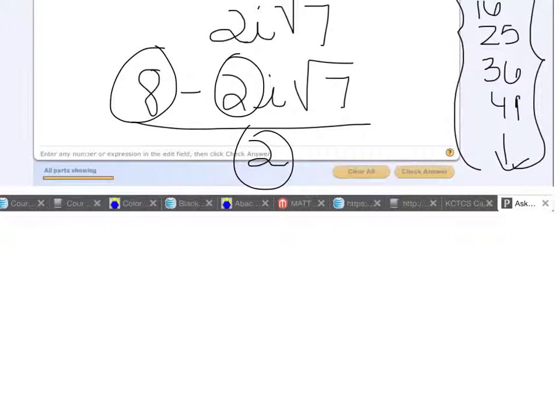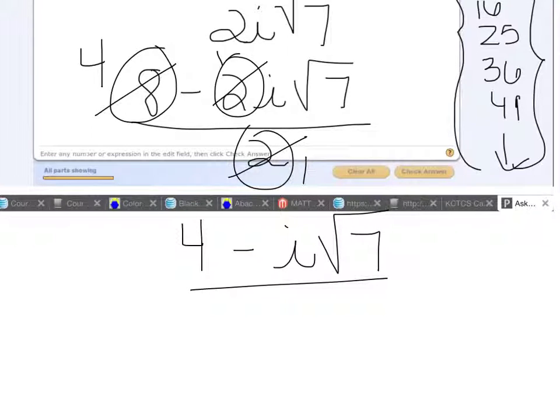So 2 divided by 2 cancels out, gives us 1. 2 divided by 2 gives us 1. And 8 divided by 2 gives us 4. So this simplifies to be 4 minus 1i radical 7 over 1. And that 1 in the denominator we can just drop. So the final answer would be 4 minus i square root of 7. And that's how we would complete this problem.